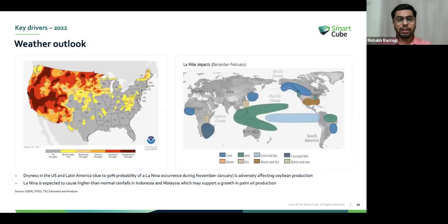Now, moving to the weather outlook, there's a 90% chance of a La Nina occurrence, which may bring higher than normal rains in Indonesia and Malaysia, which is likely to support a yield growth and thus may aid in production growth. On the left side of the screen, it's visible that La Nina may create drier conditions in the US and may actually reduce soybean supply. But we expect elevated demand to restrict the price fall.